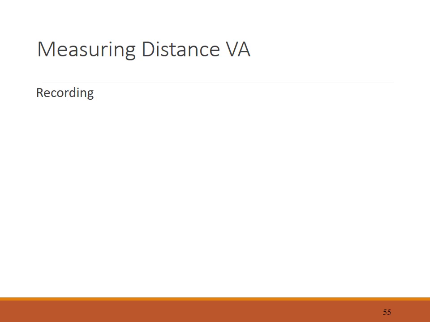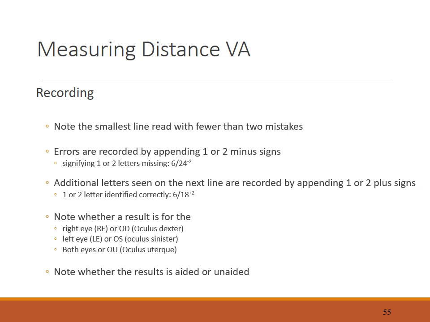This is how you record your finding. Note the smallest line read with fewer than 2 mistakes. Errors are recorded by appending 1 or 2 minus signs.